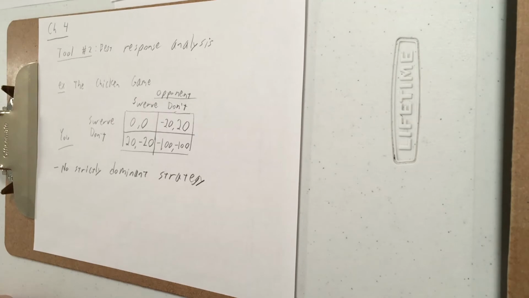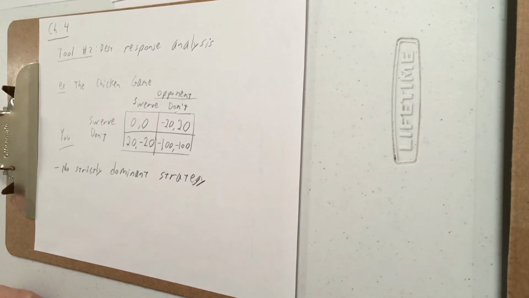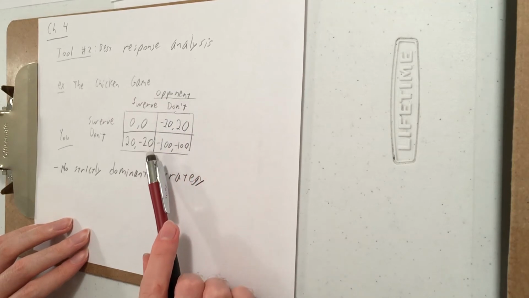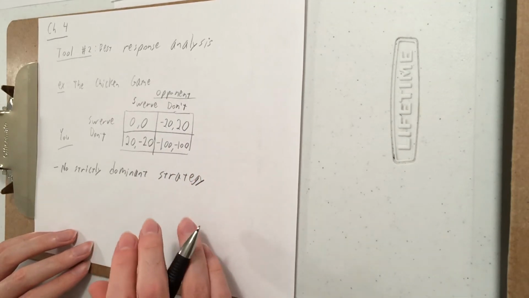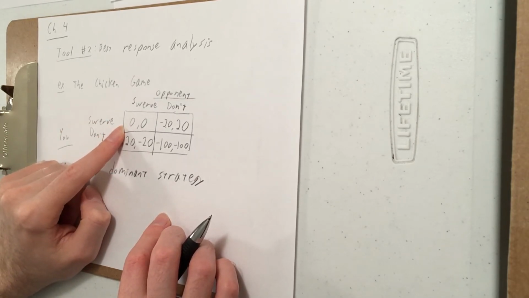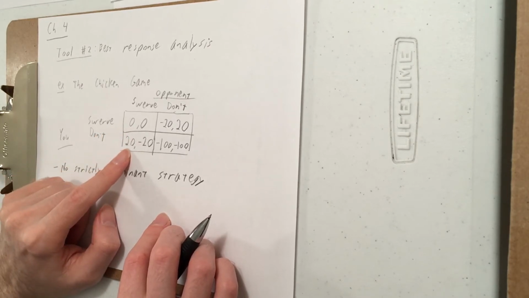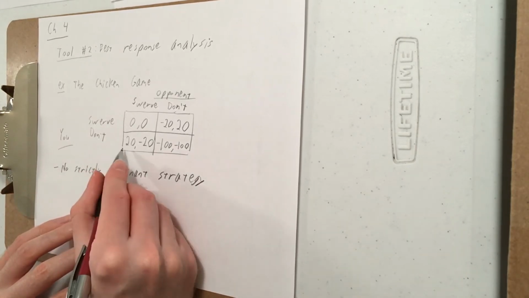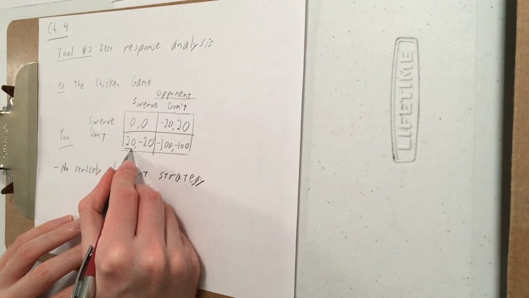So here's how best response analysis works. You look at each of your opponent's strategies. For each one, you figure out what would be my best response, hence the name best response analysis. So if your opponent plays swerve, what is your best response? If they're playing swerve and you also swerve, you get 0. Now, if they're playing swerve and you play don't swerve, you get 20. That sounds better than 0, so we'll play don't swerve in response to swerve.